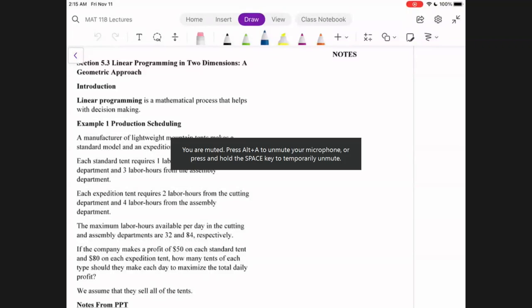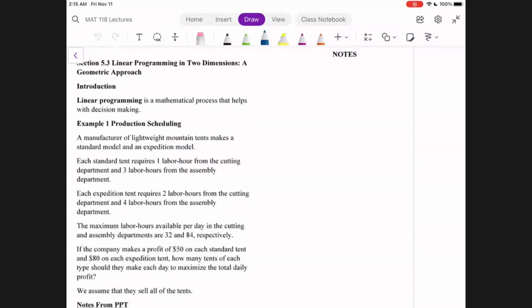Hey everyone, this is a video on 5.3, and this is the last section that we cover in Math 118. So this is about linear programming, okay? So you might think, what does this mean? We're not going to be doing any computer programming. Linear programming is a mathematical process that helps with decision making.